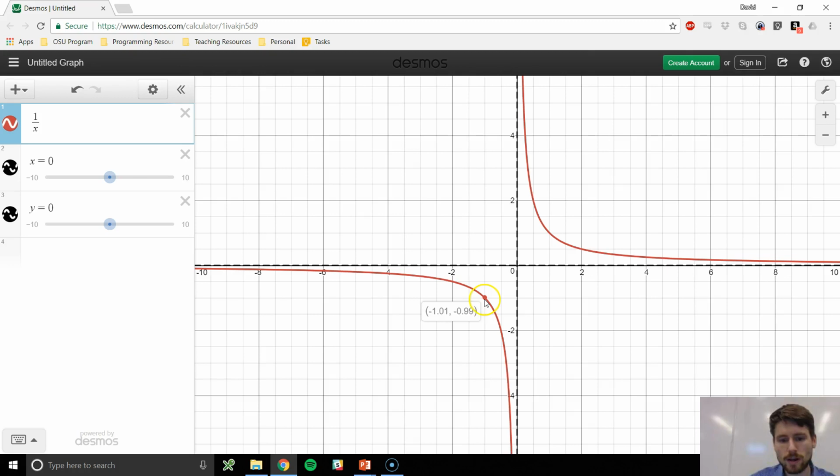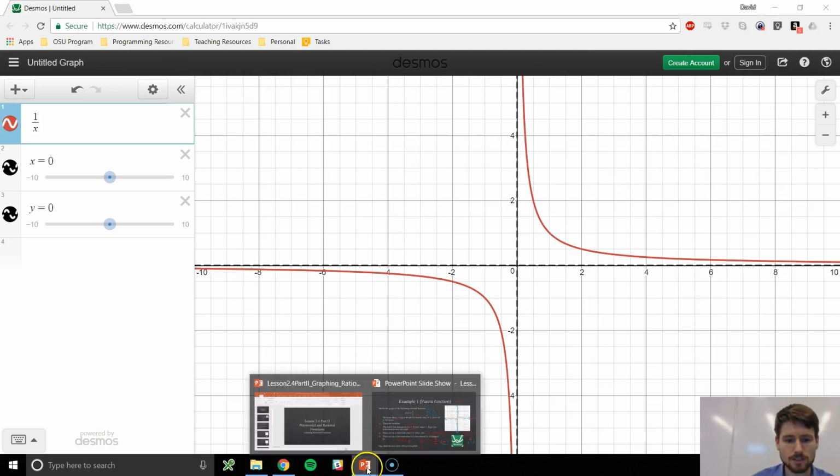We had those key points, -1, -1 and 1, 1. We could sketch those in because those were easy to evaluate. We don't really need any other points on our graph. We can sketch the rest of it from just the asymptotes. Okay? It doesn't cross the x-axis at all. It doesn't cross the y-axis. There's no x or y intercepts for 1 over x. Okay, let's do another one.